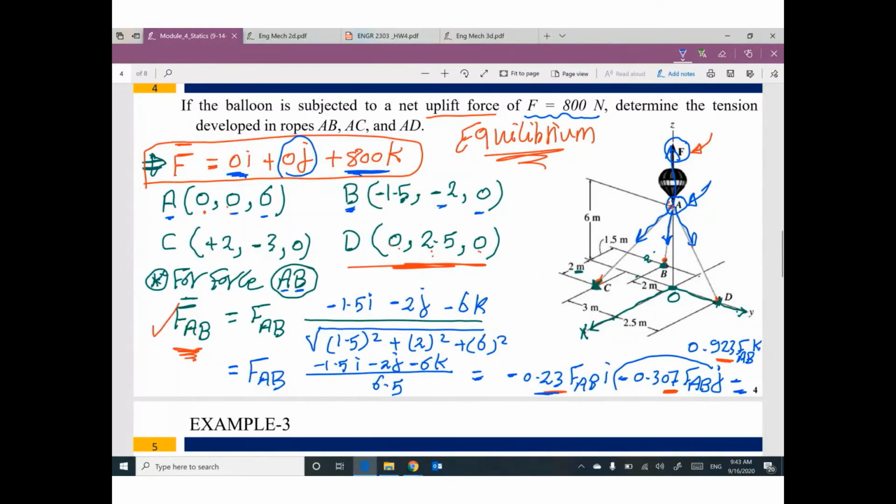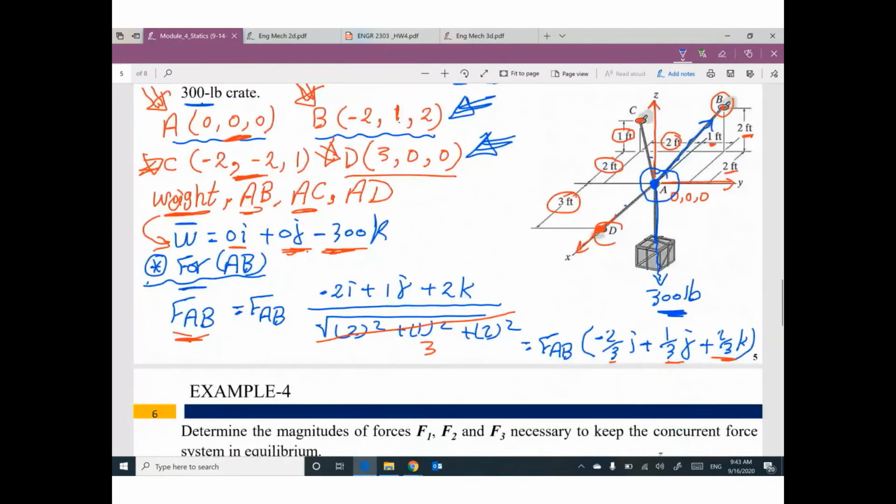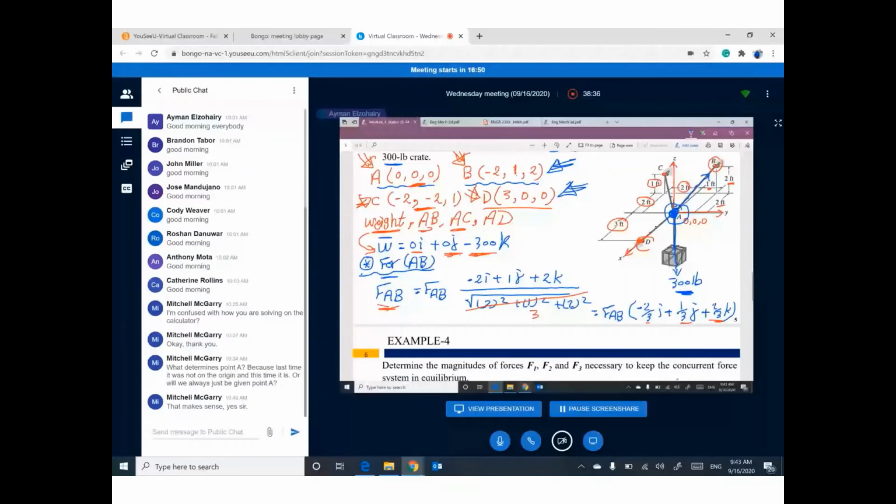Why point A especially? Why not point O? Because all of your forces intersect at point A. And here is point A. In the second example, all of your forces, all of the weight, everything is connected at point A. You are lucky because point A is the same as the origin. It's luck only, so I don't care. Point A is the intersection of all forces. Okay? Thank you for your question. It's a good question.